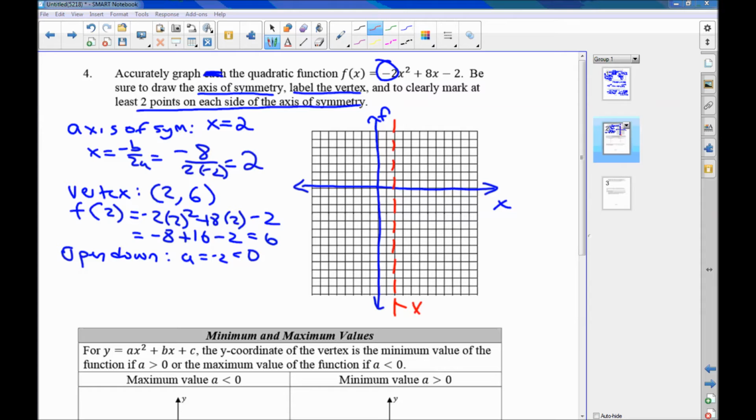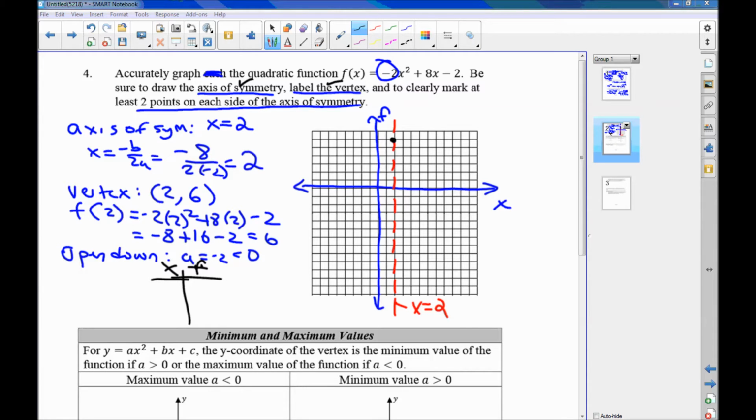Remember, this is not part of our parabola. It just shows the middle of the parabola. It's like an extra piece. All right, and our vertex is at 2, 6. So 2 over and 1, 2, 3, 4, 5, 6. Okay, so there's our label the vertex, label the axis of symmetry, and now we need to get 2 points on either side. Okay. All right, so x and f, sorry.